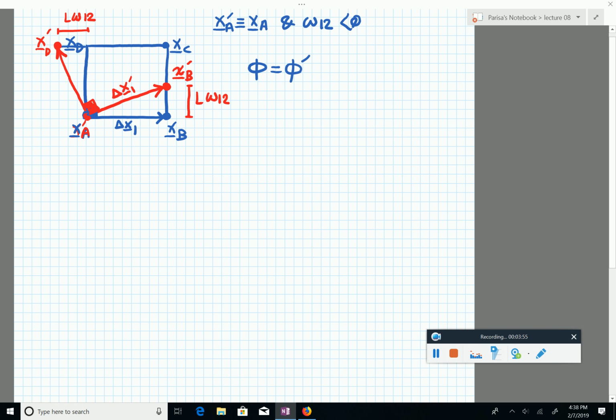Okay, so we want to look for a strain. Do we have a change of angle or not? We have. How much is the change of angle? What do you see here? Exactly, it's alpha plus beta. So if we started with an angle phi, now how do we write alpha and beta? Well, let's look at these triangles.